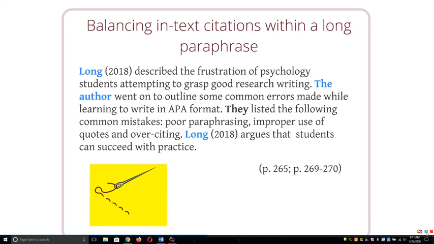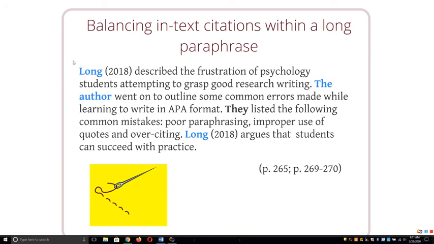And so the first thing you need to do when you're paraphrasing one source is let our reader know, first of all, that we're talking about a source, that we're paraphrasing the ideas of an individual article. So this is an example of an article written by one person. And so what we do is we let our reader know that we're talking about Long 2018's article. So we started out with Long 2018 described.